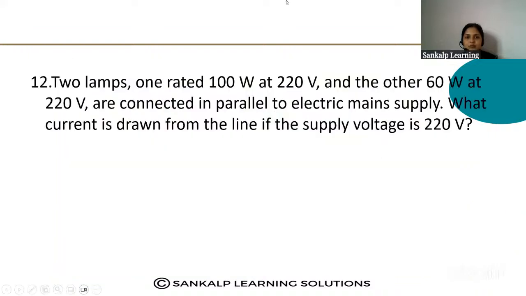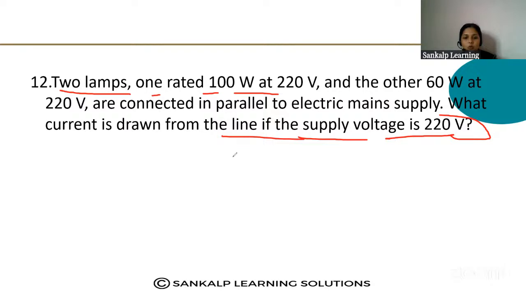this next question. Two lamps, one rated 100 watt at 220 volt and the other 60 watt at 220 volt are connected in parallel to electric main supply, and find the current drawn from the line if the supply voltage is 220 volt.